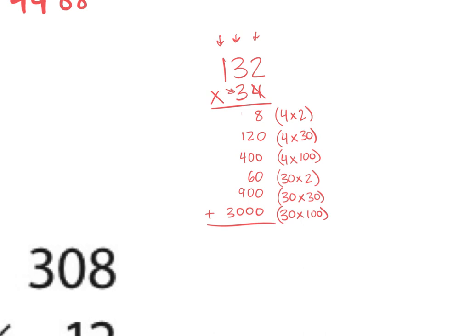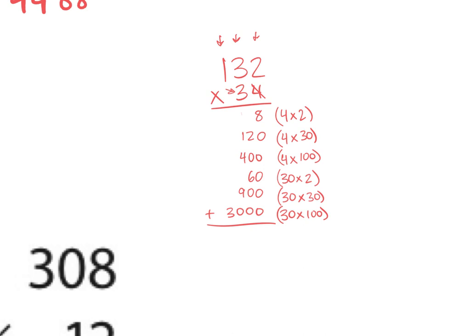Now, it is very, very important to make sure that we have every place value lined up correctly. If we do not have the place value lined up correctly, our answer will be way, way off. So let's make sure that we have it lined up correctly.